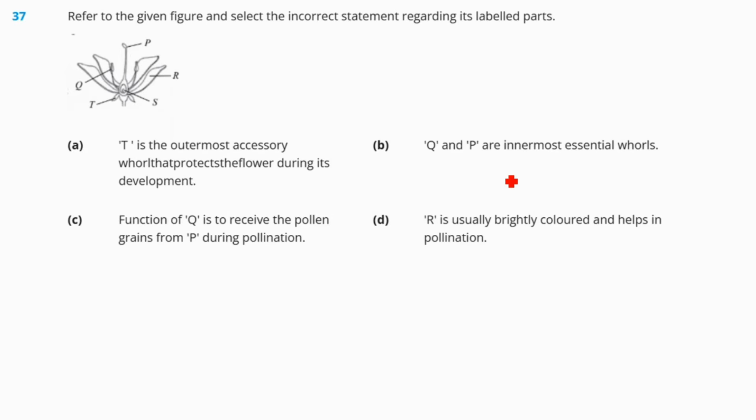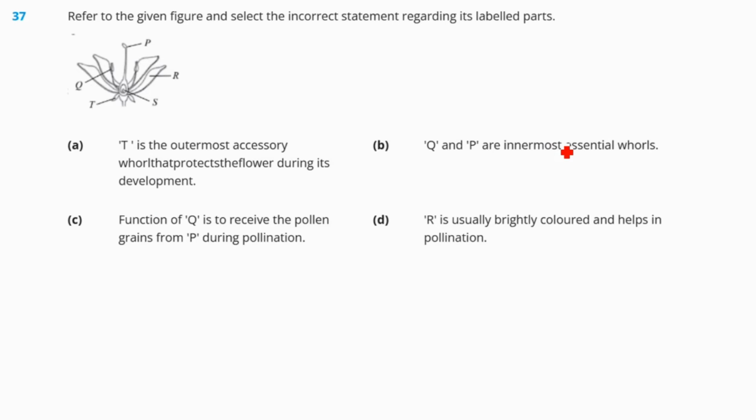Next is question number 37. Refer to the given figure and select the incorrect statement regarding its floral part. So here we can see this is a flower. R is the petal, T is the sepal, S is the ovary, Q is the anther, and P is the stigma, right? So let's see the incorrect statement. T is the outermost accessory whorl that protects the flower during its development. Correct, because the sepals hold the flower.